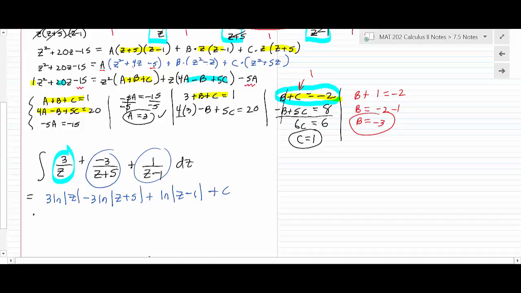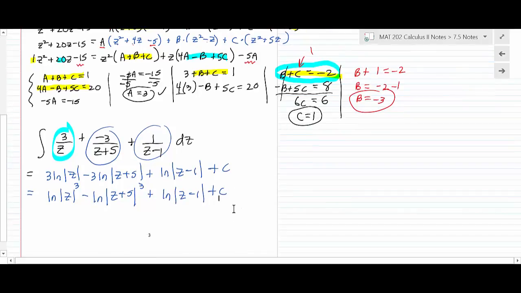Now, if we're going to put this all together, here's what we want to do. You want to bring the 3 up, using basic properties of logarithms. Then you would have minus ln of z plus 5 to the third, and then this would be ln z minus 1, plus c. So now you've got to put all that stuff together.